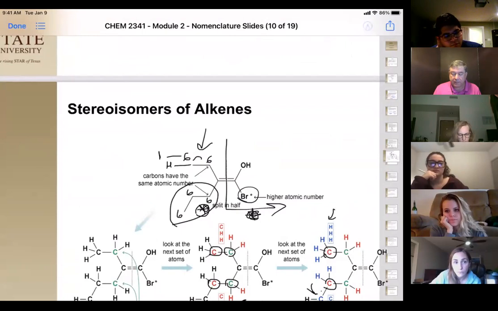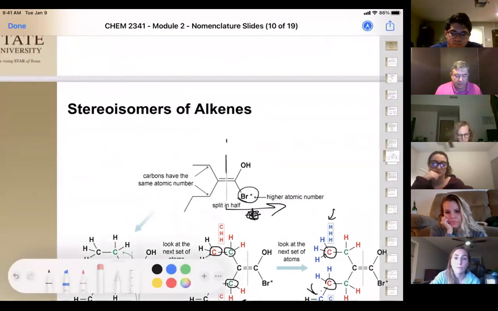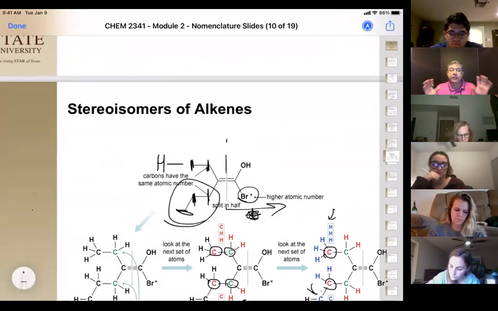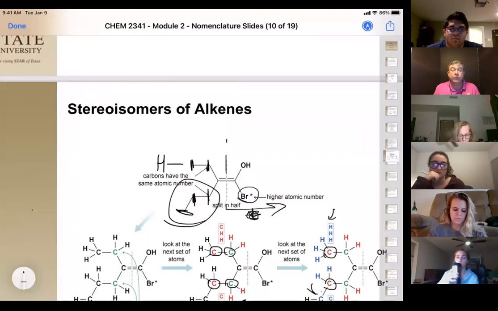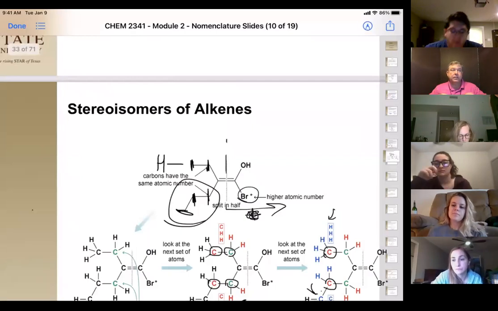So for example, when we did this one with carbons, we kept going out until there was something that wasn't the same. We had a carbon here and a carbon here, a carbon here and a carbon here, but we had a carbon here and we only had a hydrogen here, making this the deal breaker, making that the definitive answer and making that our higher priority. So it's all about atomic number, and you keep going out until there is a differentiation. Once you have a single differentiation, you're done. You can assign priority. All right, questions on cis and trans alkenes?